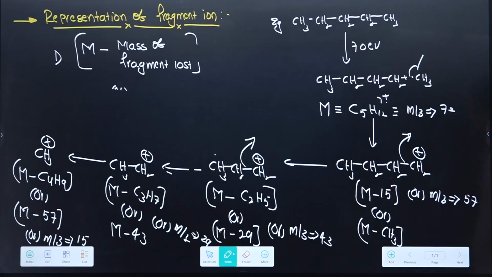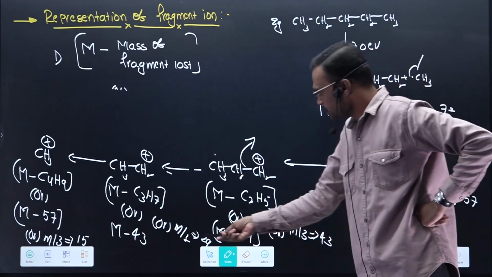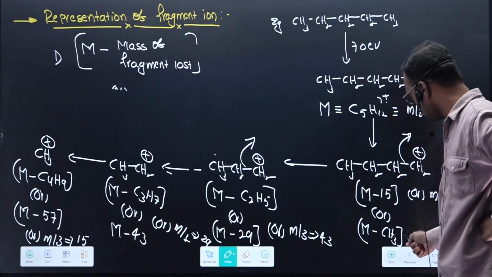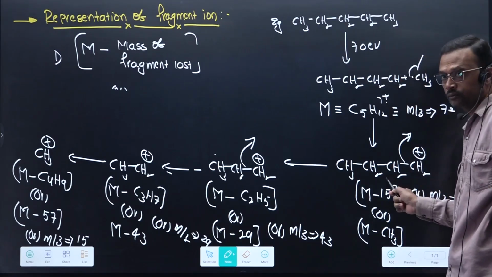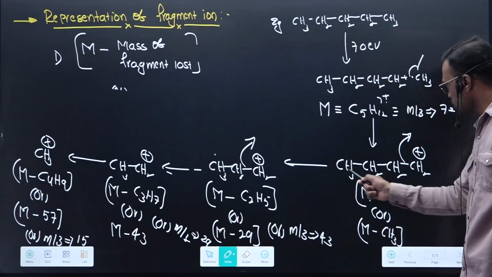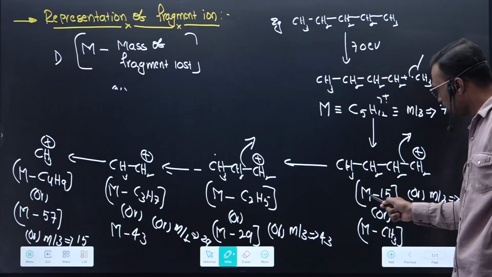Which is easy, M by Z or M minus the lost mass? M by Z only. M by Z indicates, see, this M by Z, here also written M by Z, here also given M by Z. This M by Z is only for this cation. This value I represent only for this one. But here this is the molecular ion.